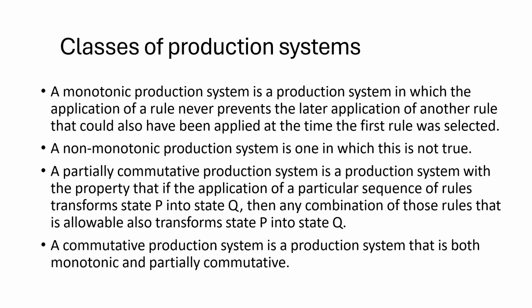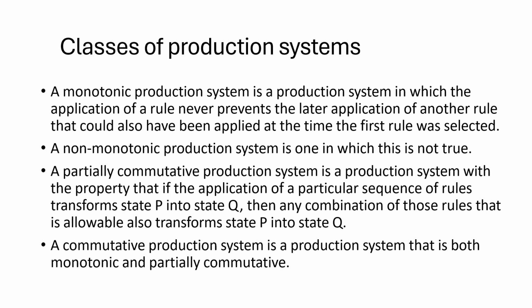Then next is commutative production system. A commutative production system is a production system that is both monotonic and partially commutative. That means the order of applying rules does not affect the final result. The best example is algebraic simplification.